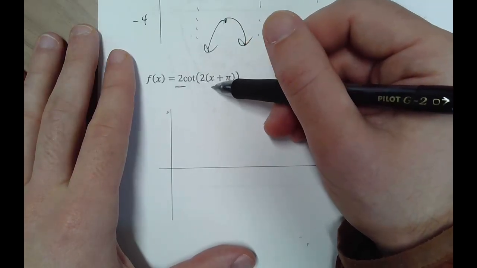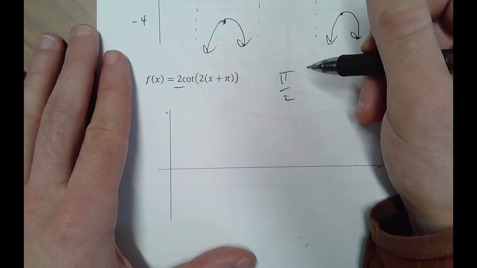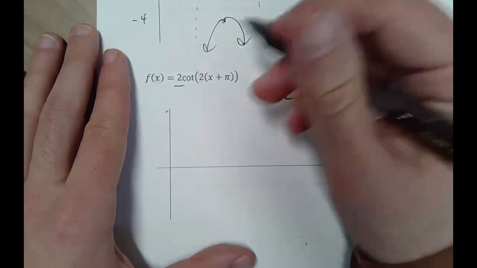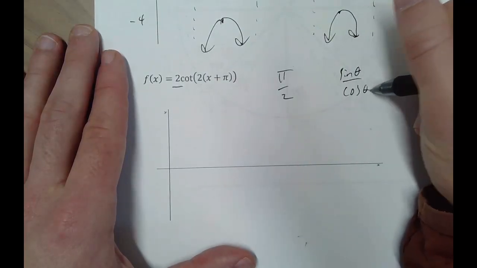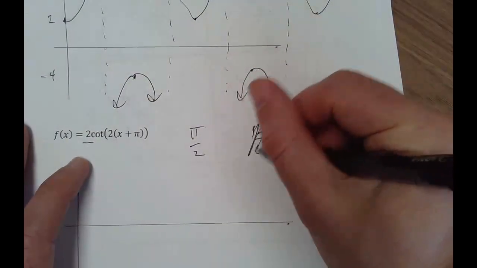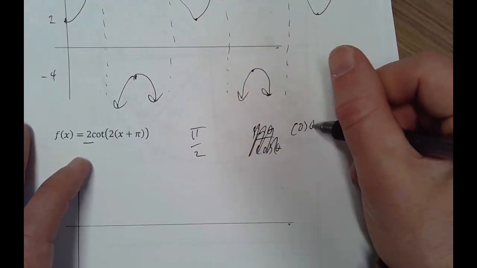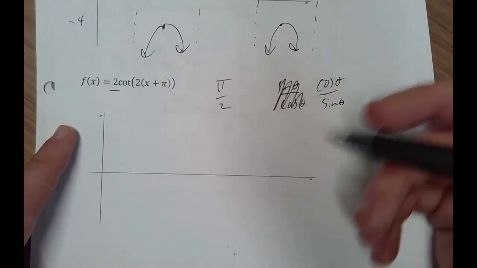Our period is going to be shrunk, so our period is now pi over 2. So cotangent again is sine over cosine. So it's when cosine is 0, which is at pi over 2. Sorry, good catch here. It's cosine over sine. What am I doing? It's cosine over sine. So it's when sine is 0, pi, etc.